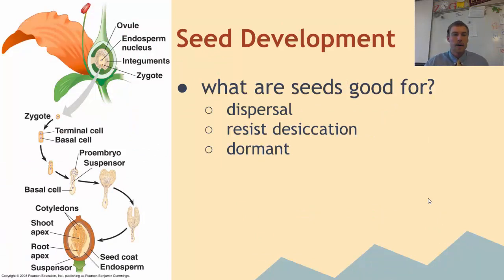So seeds. Seeds are good because they help with dispersal. They resist desiccation, which means that they don't dry out very easily. They can also be dormant for a long period of time until they actually get to the correct conditions, right? So you need enough water, good soil, things like that.